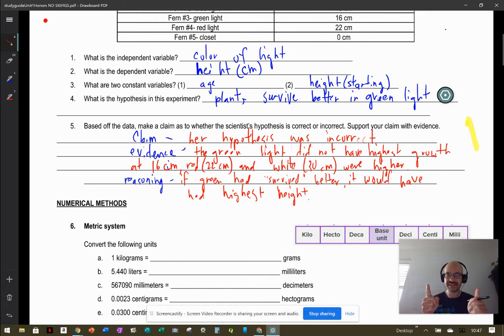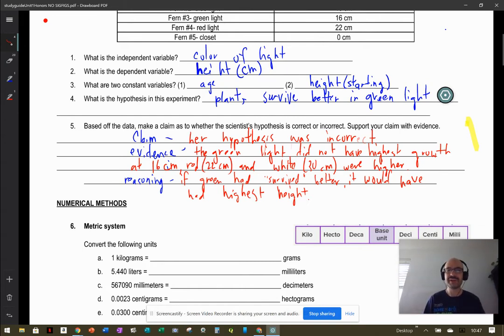And now we're going to tie it together with reasoning. What I like to do with the reasoning is I like to point out what we would have seen had the other event happened. In other words, her hypothesis was incorrect. What would we have seen if it had been correct? That's a good way to put contrast on correct and incorrect.